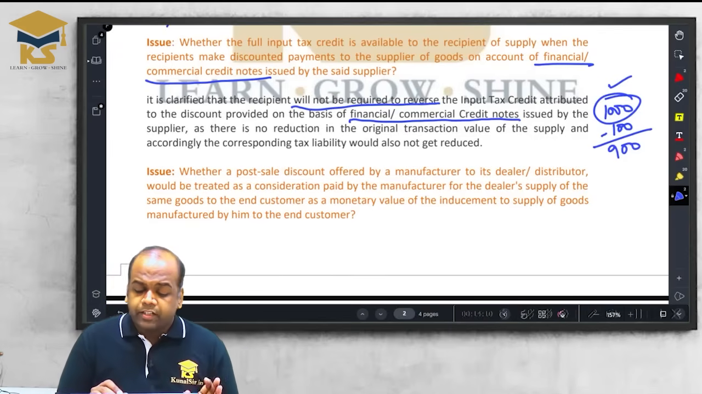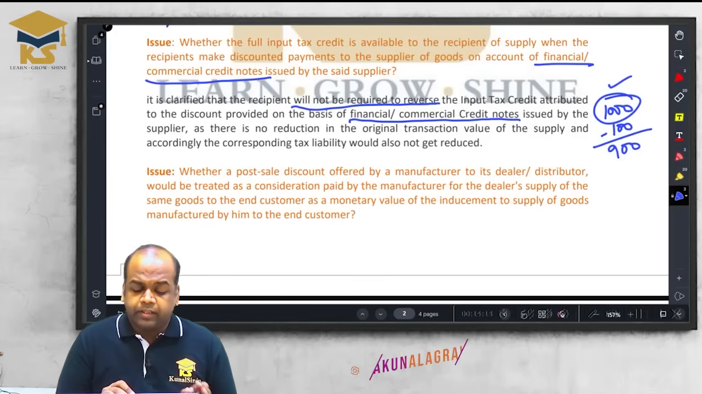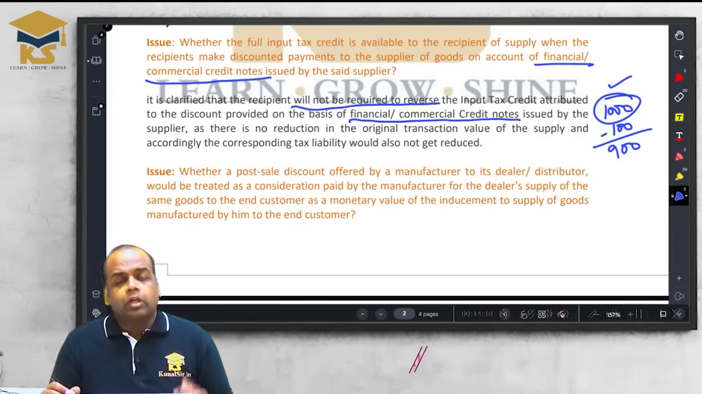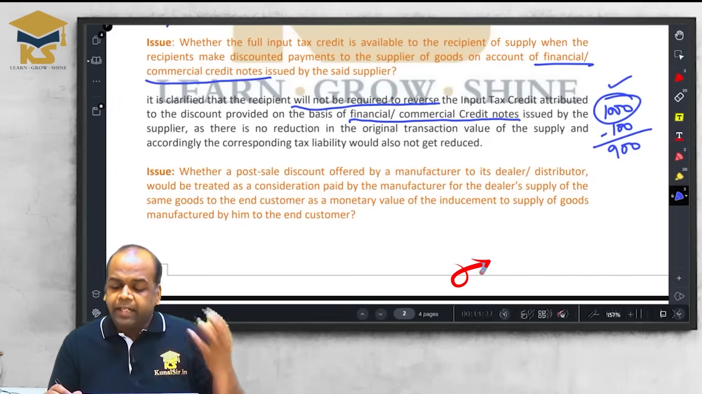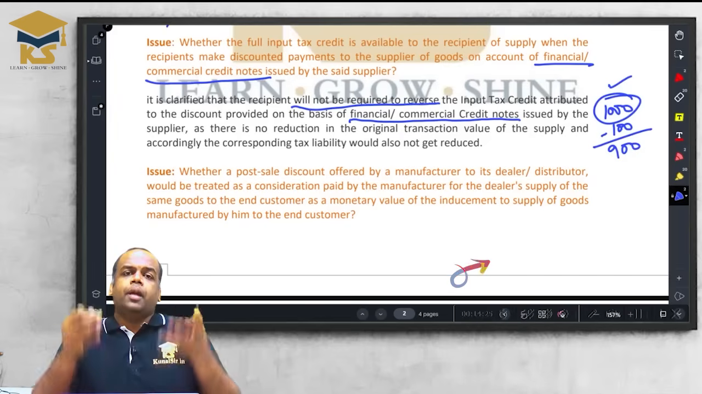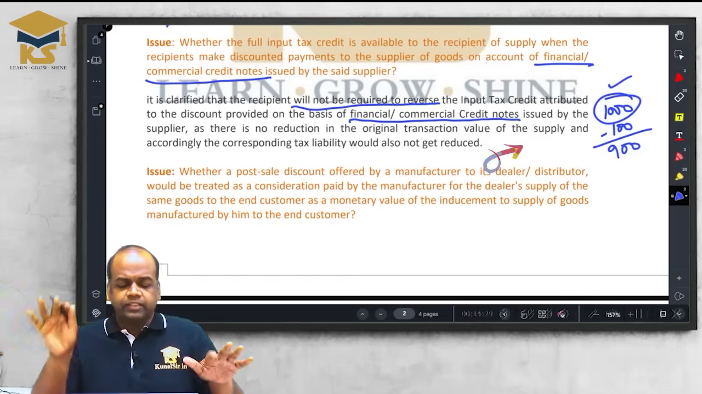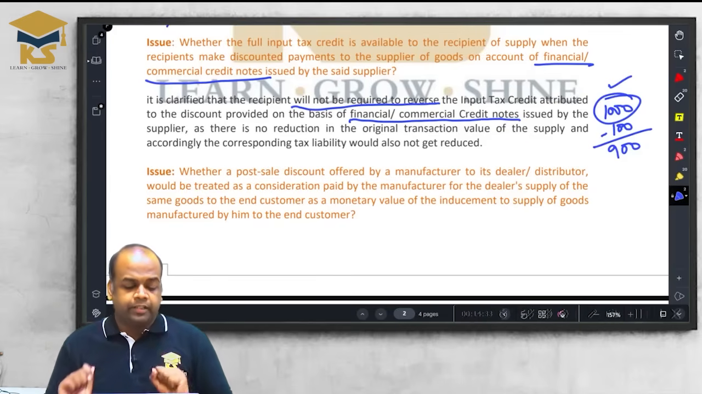As there is no reduction in the original transaction value of supply, the corresponding tax liability would also not get reduced. Yes, if the supplier is reducing its output tax liability, and the supplier is paying tax on 900 only, then the buyer will be eligible for ITC on 900 only. Very clear, matching concept. Now point number 2 is a bit confusing. Understand this.